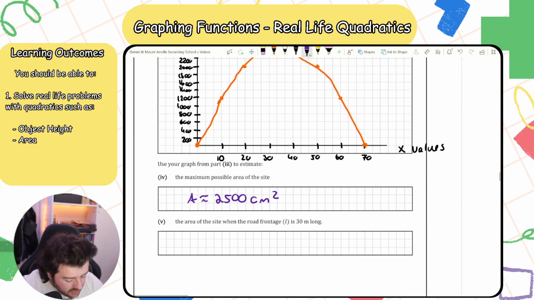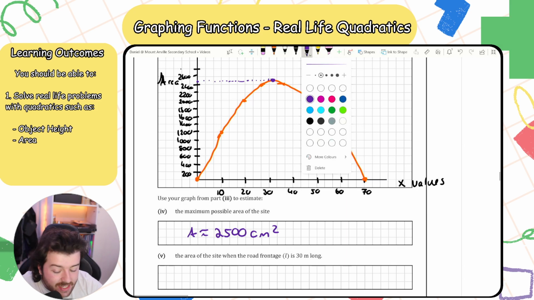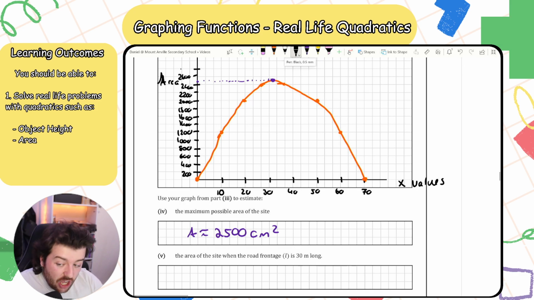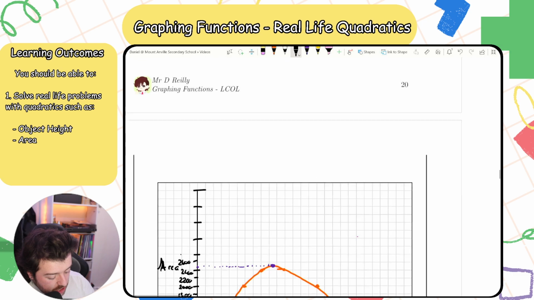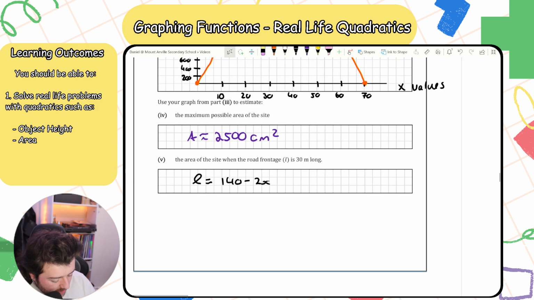And then, what's the area of the site when the road frontage L is equal to 30? Now, this is being sneaky, because they expect you to go to 30 on your x-axis and go up and look for that. No, because my x-axis is my x values. We have L is equal to 30. So if you recall from part 1, we found L is equal to 140 minus 2x. So now what we do is we let L equal 30, and then we find the corresponding x value. That's a really sneaky question.